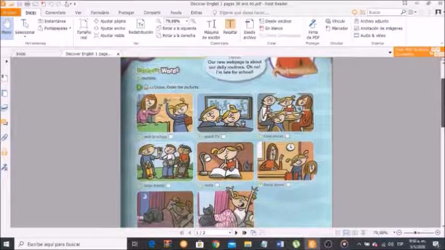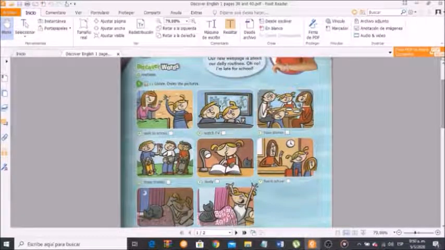Entonces, vamos a iniciar con una actividad de listening que es muy sencilla. Vamos a escuchar y ordenar las siguientes imágenes. Before we do the listening, let's take a look at the pictures and read what it is below them. Entonces, antes de iniciar la actividad, vamos a mirar con atención cada una de las imágenes y leer la descripción de cada una de ellas.